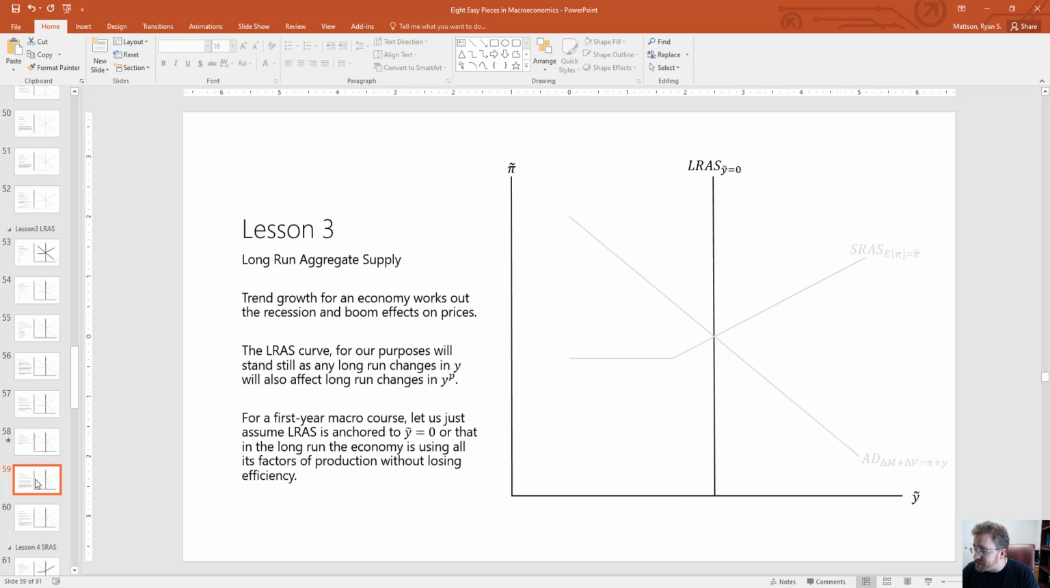So the long-run aggregate supply curve for our purposes will stand still, as any long-run changes in this real output growth will also affect the long-run changes in potential output growth. So for a first-year macro course, we're just going to assume that LRAS is anchored to an output gap of 0. The long-run economy will be using all of its production without losing efficiency.